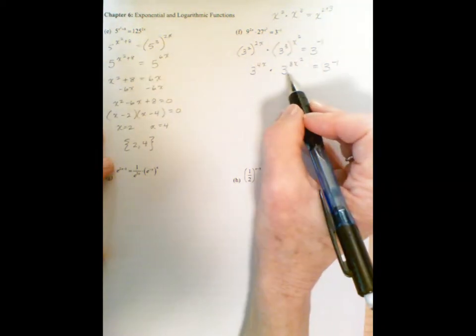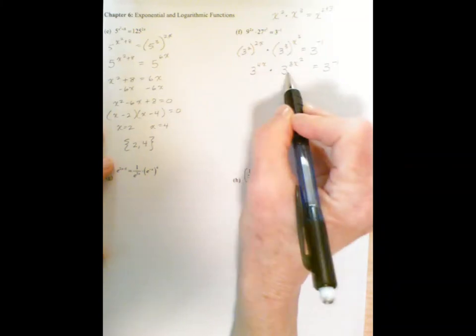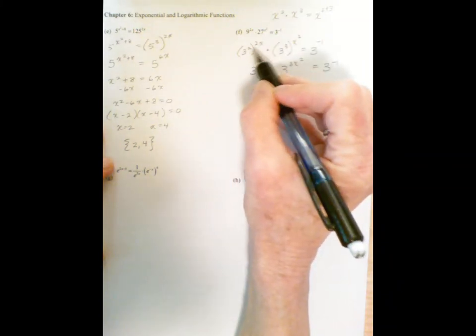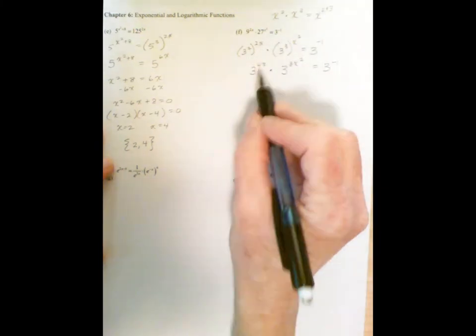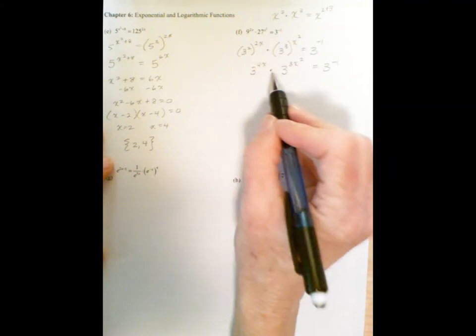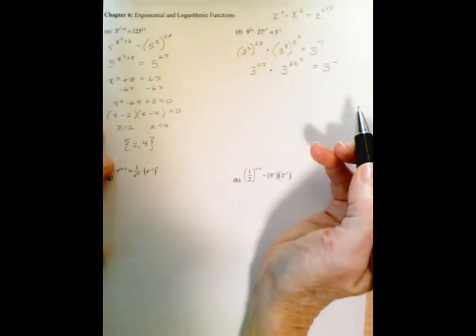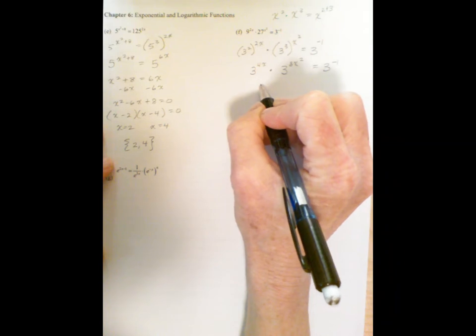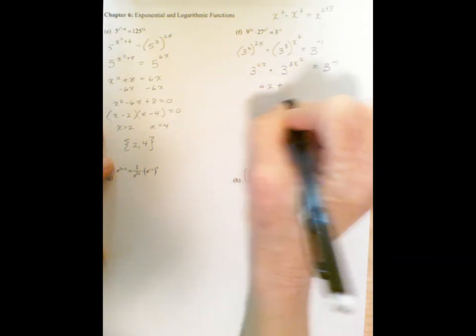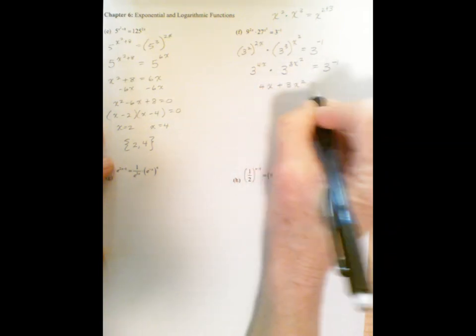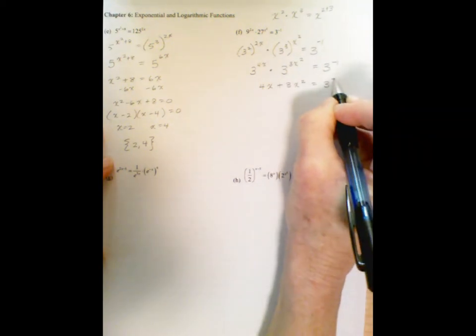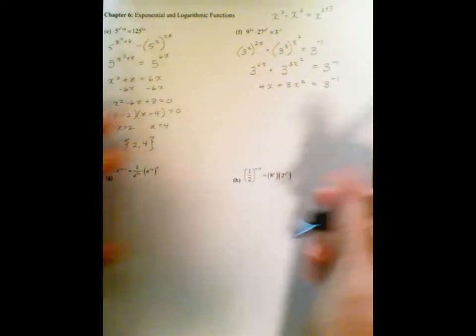Okay, so we know that what we'll do with these, this is where you multiply the exponents, when you raise a power to a power. But here, when we have the base to a power times the same base to a power, that's when you add. So what we have is 4x plus 3x squared equals negative 1.